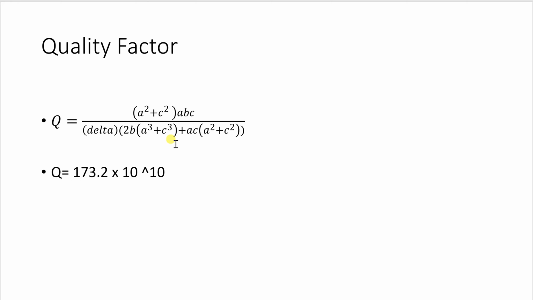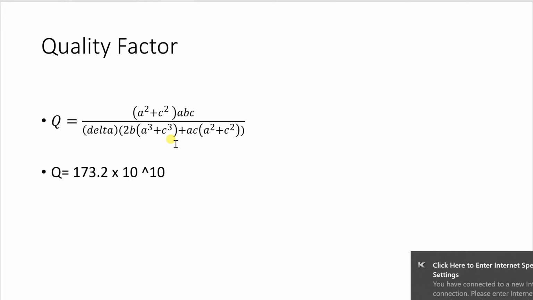Our cavity resonator is working between 500 megahertz and 1.5 gigahertz. This is the range in the assignment. My cavity resonator is working at 900 megahertz.